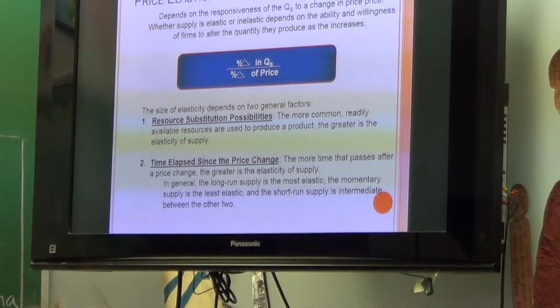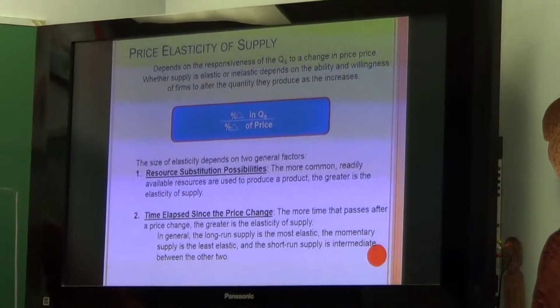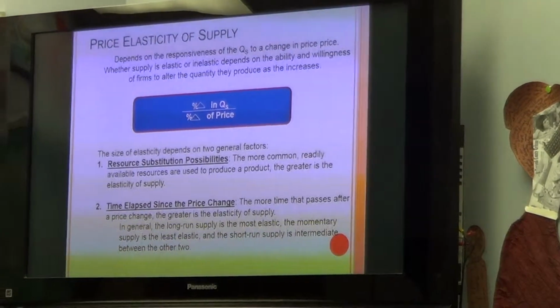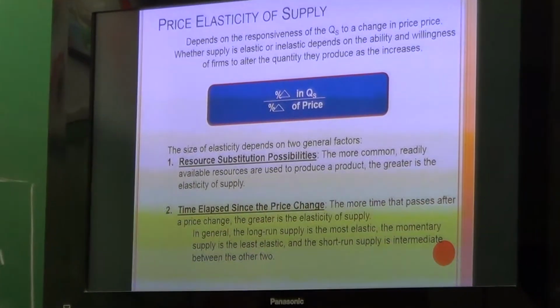Oh geez, size piece of chalk here. Okay, so short run is usually a couple months, at most 2 years.